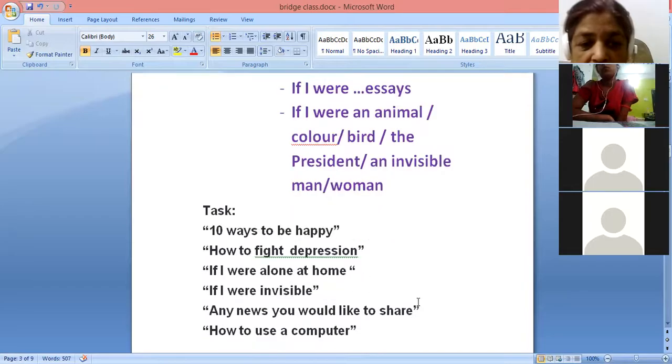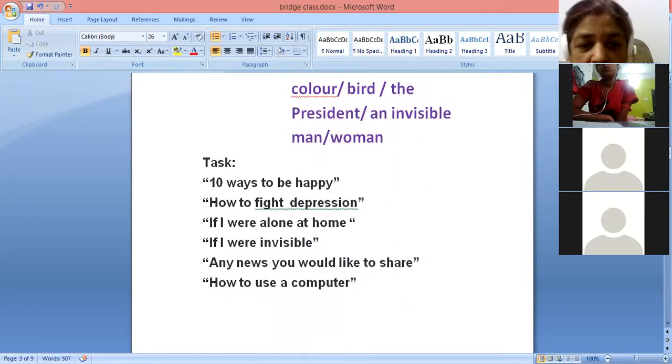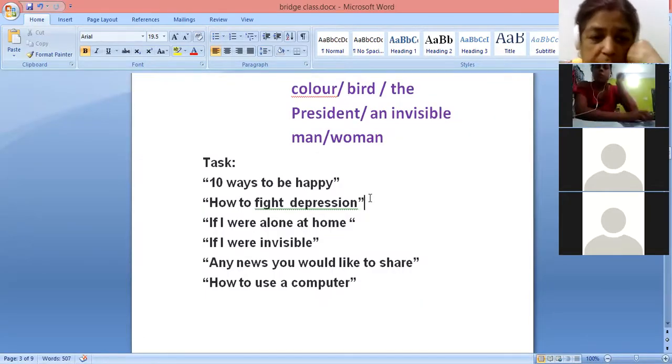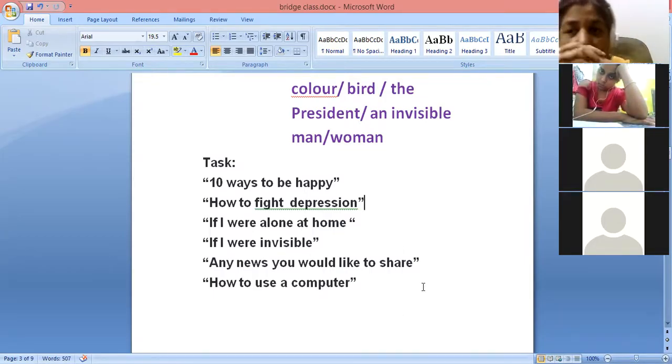तो आपको मैंने टास्क दिया था 10 ways to be happy, how to fight depression, किस तरह से डिप्रेशन को कम किया जाए. If I were alone at home, if I were invisible, and any news you would like to share or how to use a computer. मैंने आपको टास्क दिया था इसको.